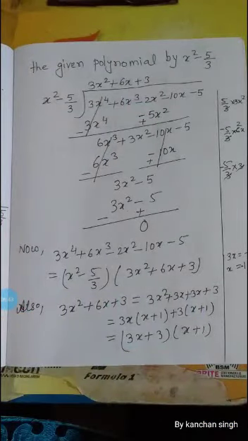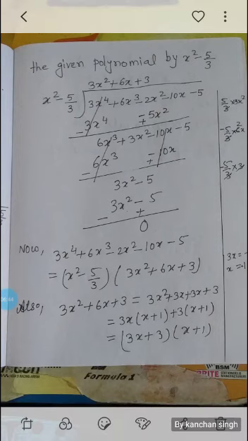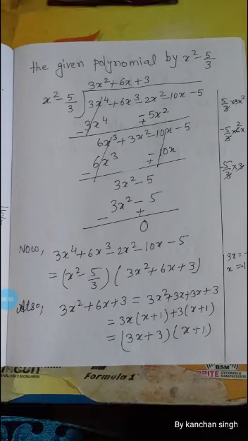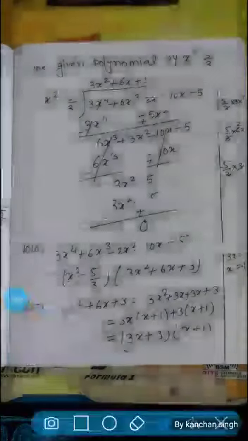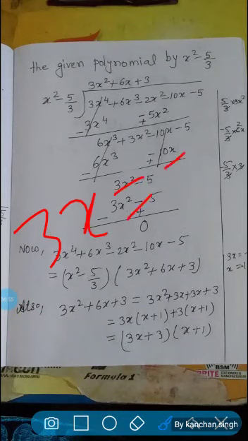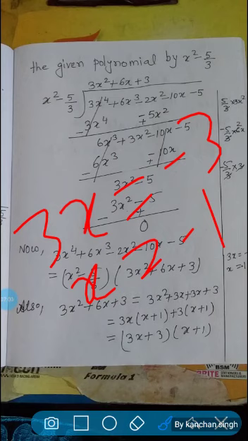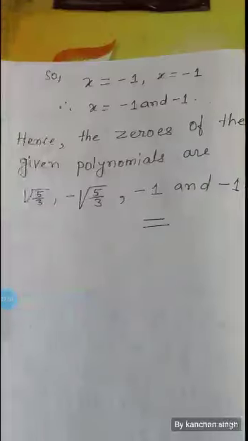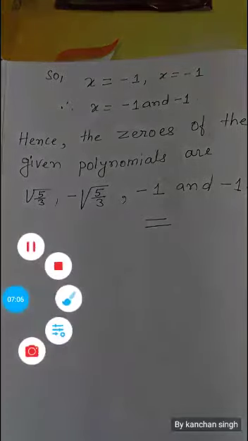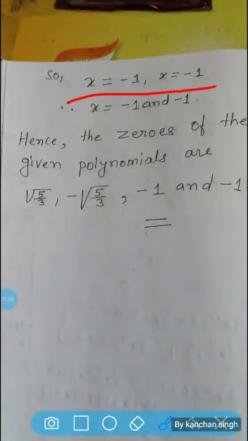See, so here if 3x plus 3, so x will be how much? 3x plus 3. So then 3x is equal to what? Here in that way we can write 3x is equal to minus 3. So x will be equal to what? Minus 1. And in the second case also x will be equal to how much? Minus 1. So x equals minus 1 and minus 1 are the zeros of the given polynomial.